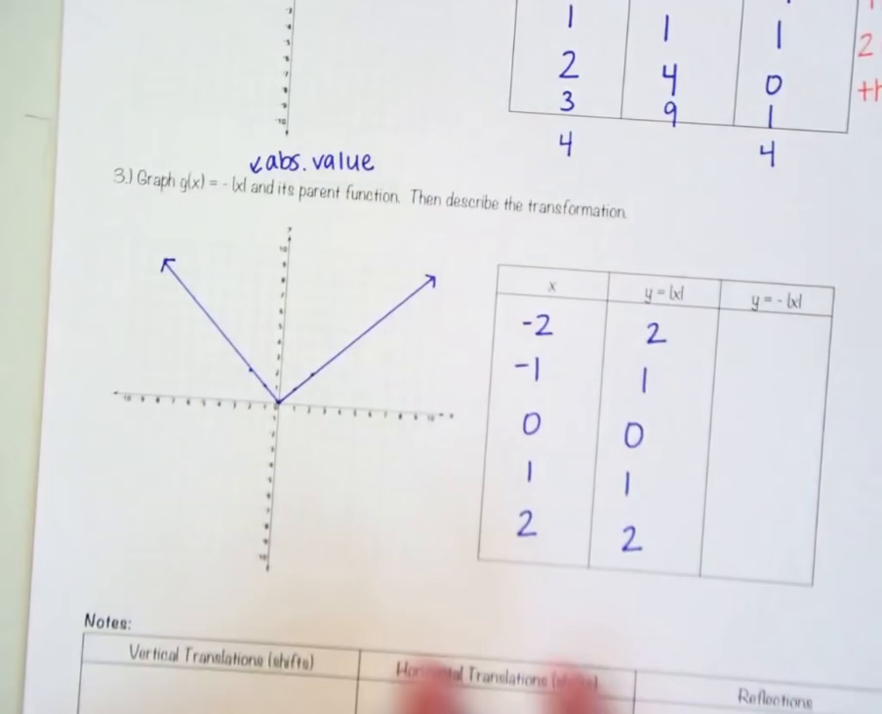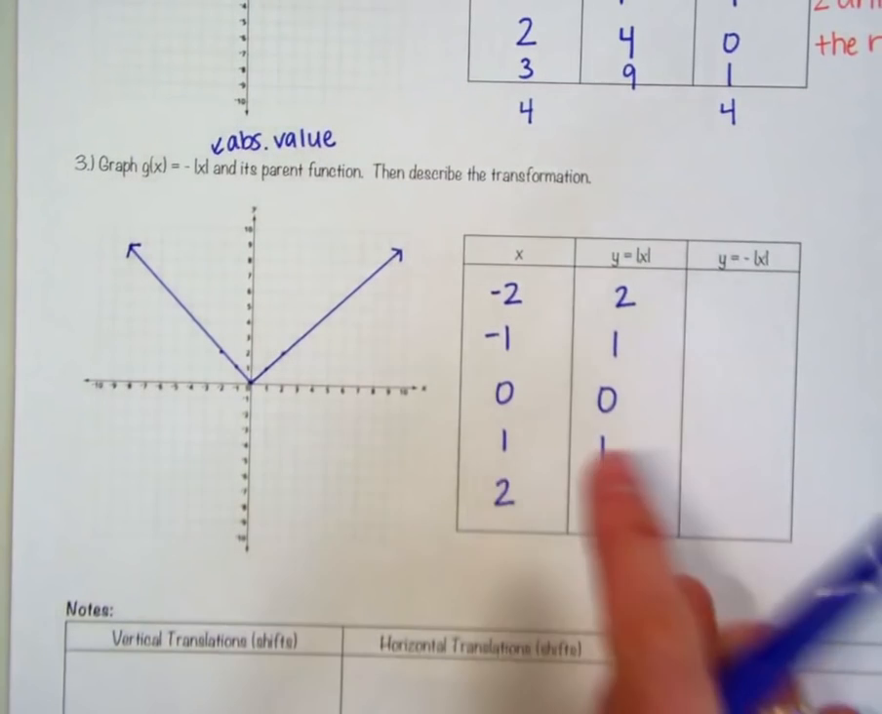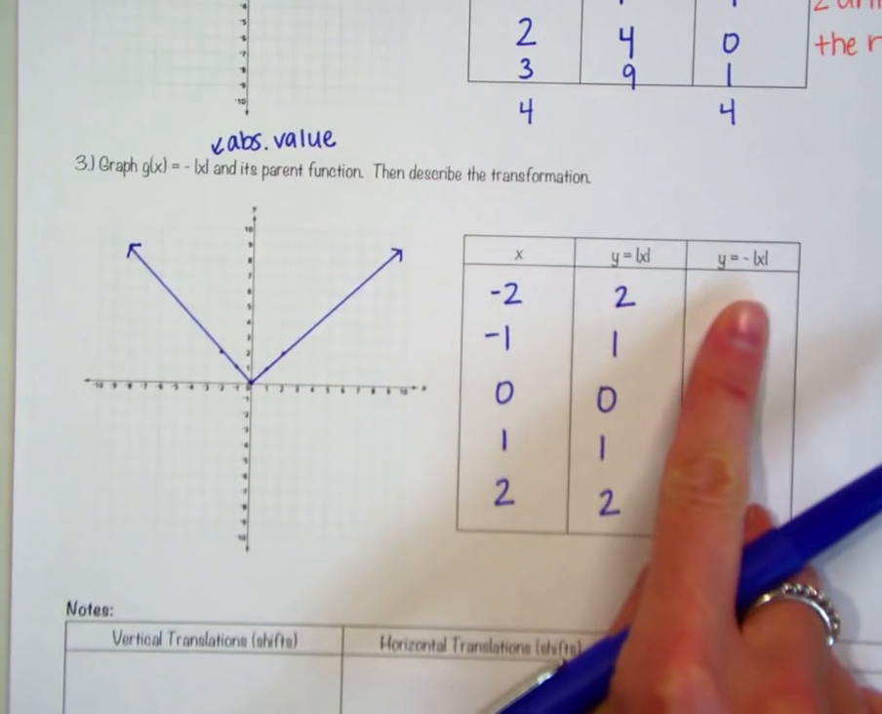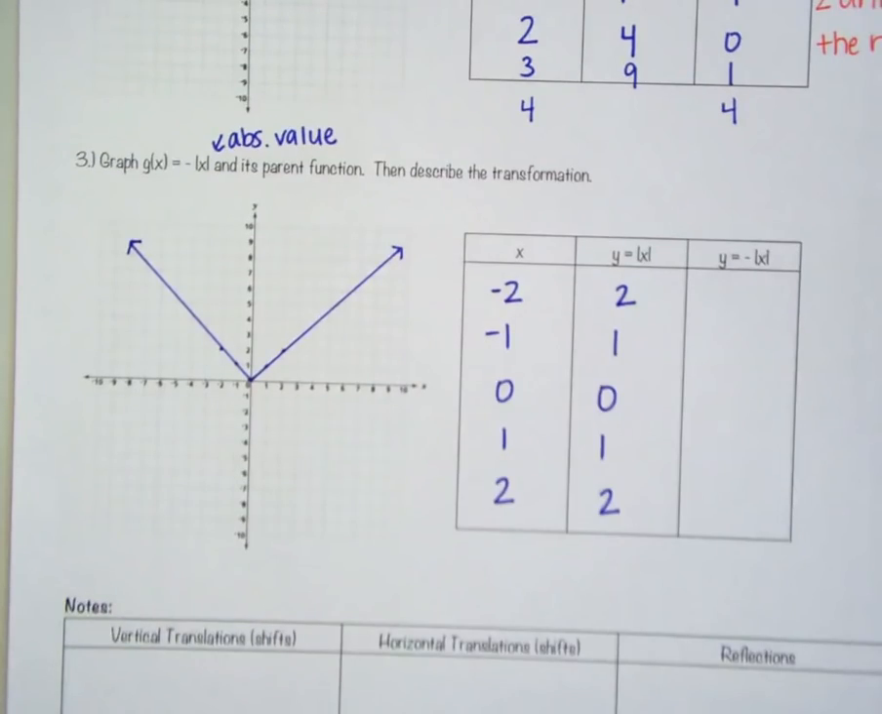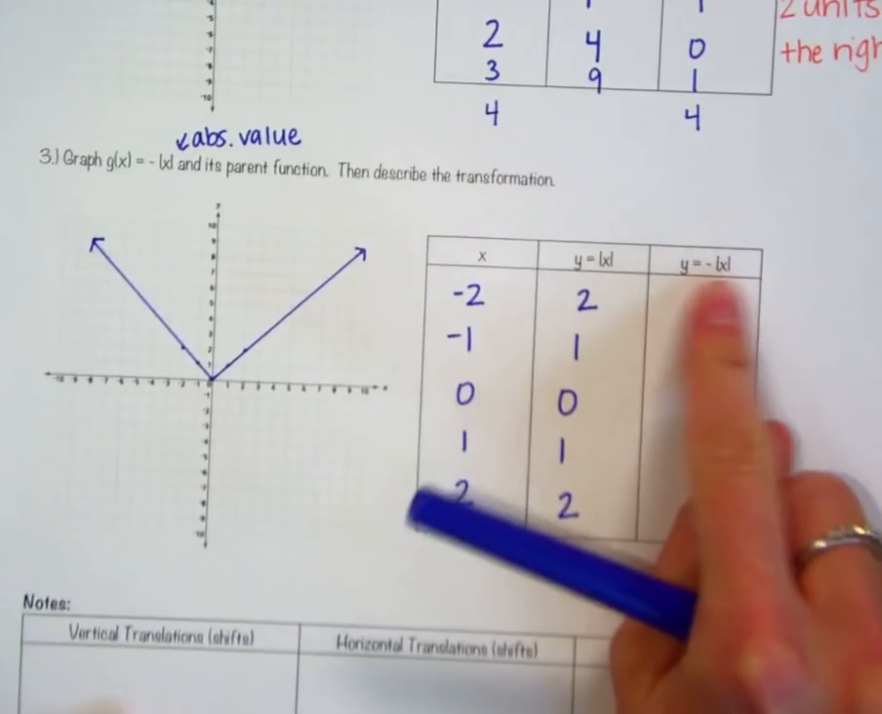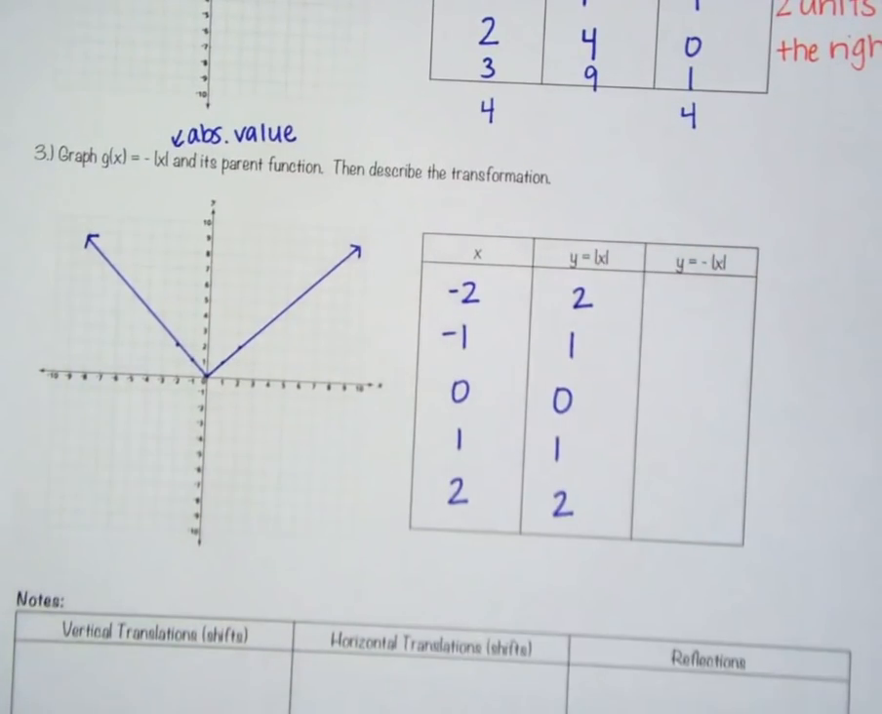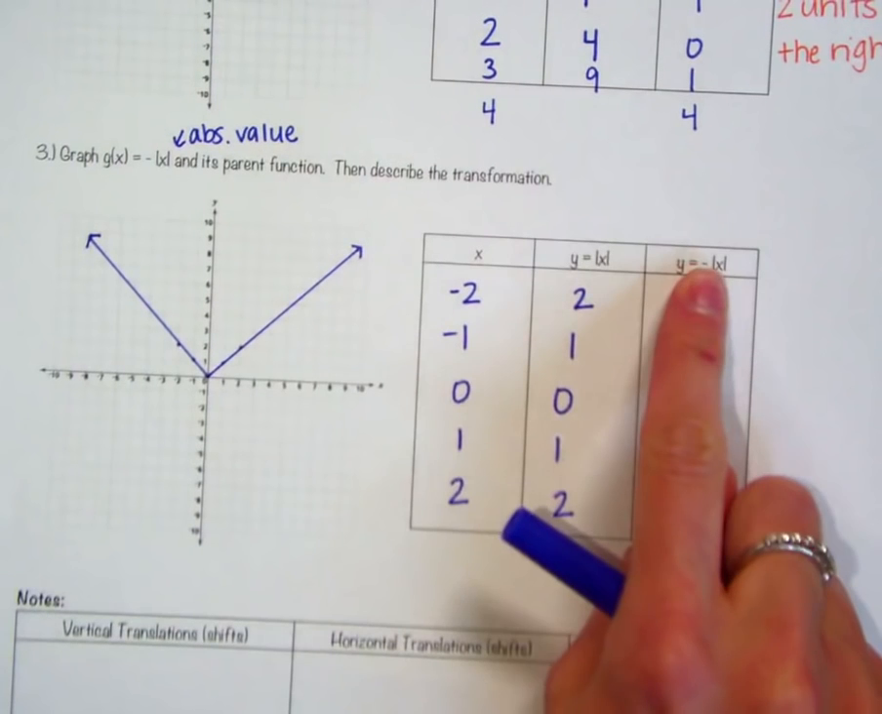All right, now let's think about what changed between the equation of my parent function and the equation of my transformation, and think about other things that we have done so far that have been similar. Okay, well, if this is my transformation, I don't see anything being added or subtracted from it anywhere. So I would anticipate there not being a shift of some sort. I do see this is being multiplied by a negative.